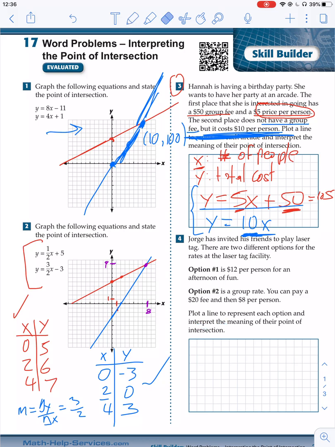In my case, it tells me that if less than 10 people are hoping to attend the party, and you see this blue function is underneath the red one, that means this is your second arcade. So the second arcade is cheaper if less than 10 people are planning on attending the party. Then the first arcade is going to be more expensive. But if more than 10 people are attending, then it will actually be the cheaper option. You can make a table of values to convince yourself as well, but I'm not going to make this too long. I hope this is making sense. If not, please send me an email and let me know.